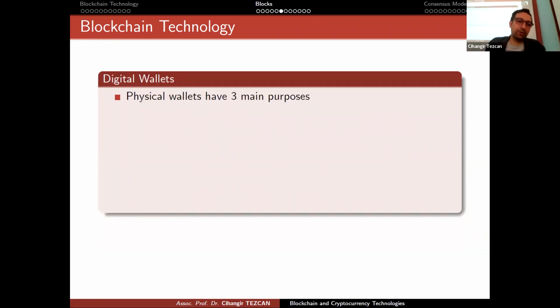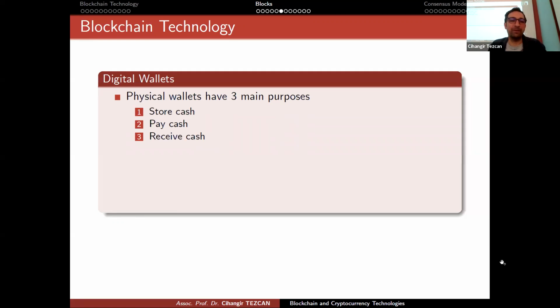So now it is a good time to talk about digital wallets. But first, let's talk about physical wallets. A wallet in your pocket generally has three main purposes. It stores your cash, right? Whenever you want to buy something, you just remove cash from it. And if somebody gives you some cash, you put it back.